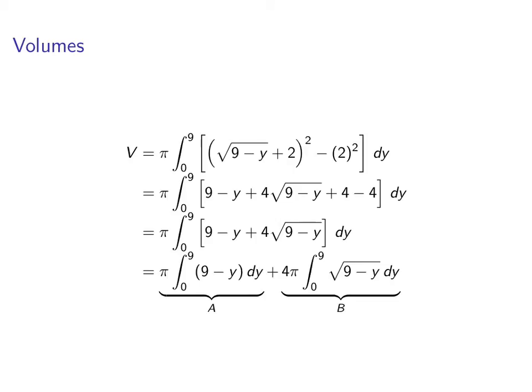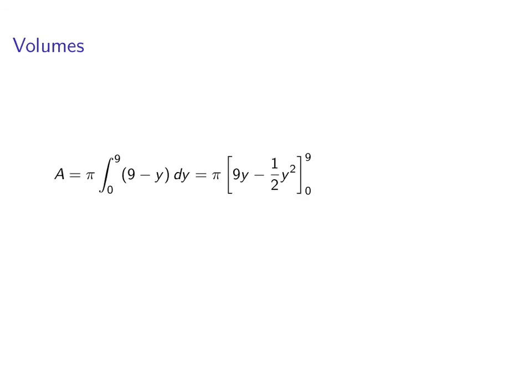Now we'll clean this up into two separate integrals. I'm going to call these integral A and integral B, and we're going to evaluate them separately. A is really easy. This is another one of those give-it-to-your-little-brother-or-sister problems. Pi times the integral from 0 to 9 of 9 minus y dy. An antiderivative is 9y minus 1/2 y squared. Plugging in from 0 to 9, we get pi times 81 minus 81/2. So we get 81 pi over 2.